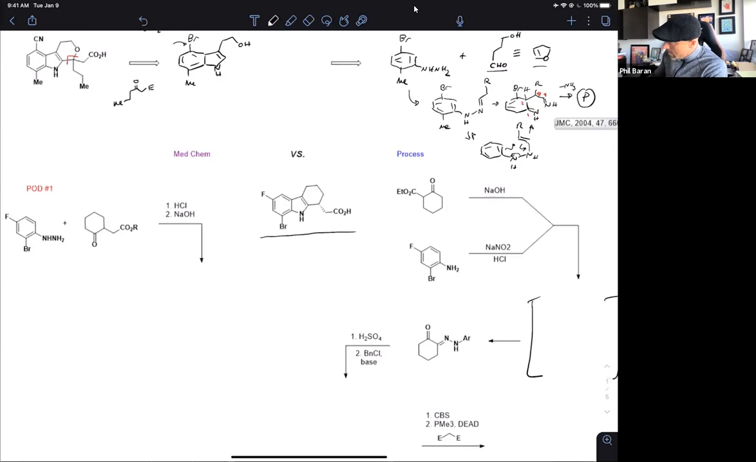All right, let's move on to a medchem versus process disconnection of this compound here, which was a key intermediate in the synthesis of a Merck clinical candidate. So problem of the day number one asks, what is going on in this particular reaction? It looks like a fairly simple Fischer indolization, but because it's a problem of the day, something must be weird. In fact, it says identify all three products that are formed. So we need a good medicinal chemist. Maybe Ellie can help us out on what those three products might be.